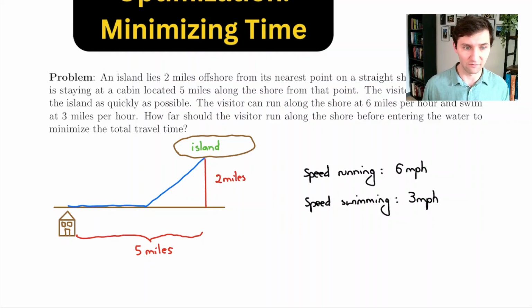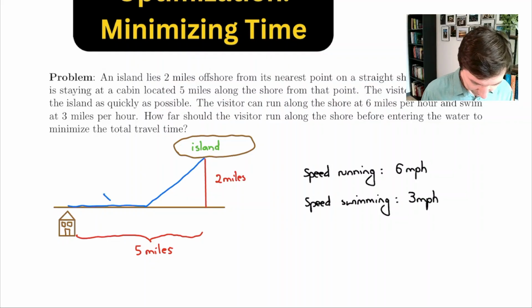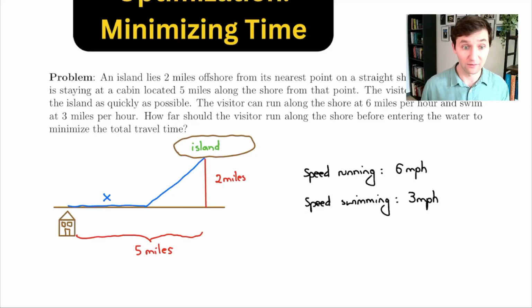The distance the visitor runs will be denoted by x. The distance the visitor swims will be denoted by y. If the visitor decides to swim right away, then x is 0. If the visitor decides to run all the way and then swim, then x is 5 and y is 2. We want to minimize the total travel time.